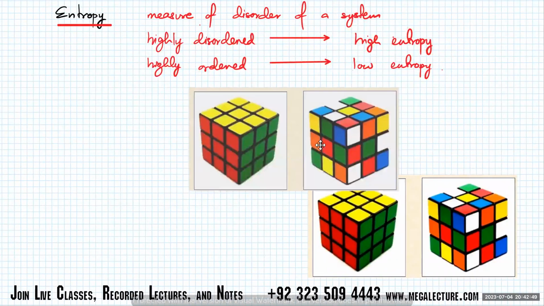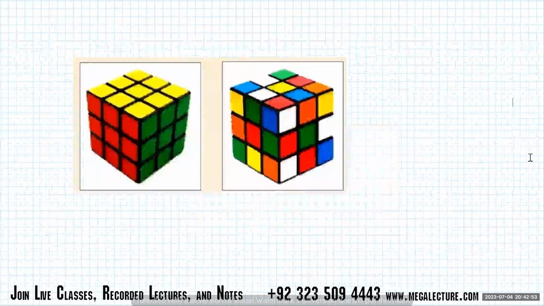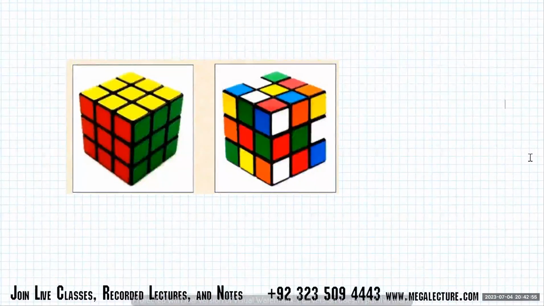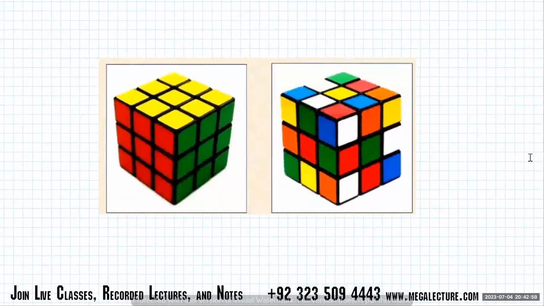Asha, between the two, quickly tell me which one is the low entropy state? Which one is the high entropy state? Which is the left one? High entropy. No, what was entropy? Disorder, right? In the left one, what is the disorder? That's low disorder, right? That means it's low entropy. Is that clear? Yes.